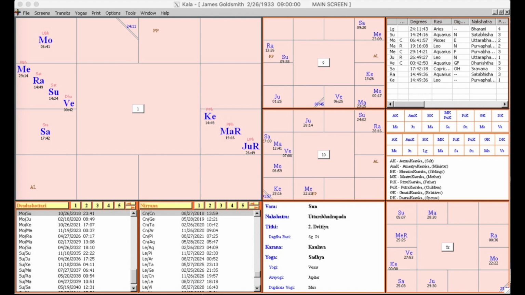So that's one of the things that we'll practice in this class, but it's good to have it in your mind. Just practice at home over and over. Open up a chart and see what signs the planets are in. So let's start with some of the basics.